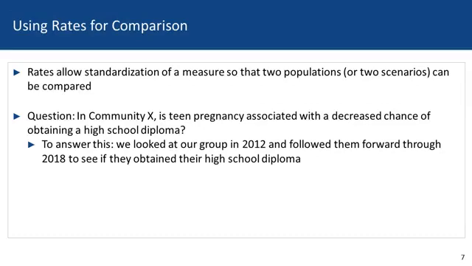So let's consider this question. In Community X, is teen pregnancy associated with a decreased chance or decreased rate of obtaining a high school diploma? To answer this, let's look at our group in 2012 and follow them forward through 2018 to see if they obtained their high school diploma.